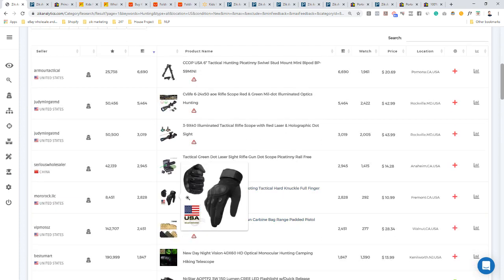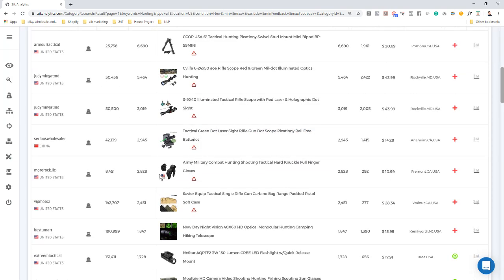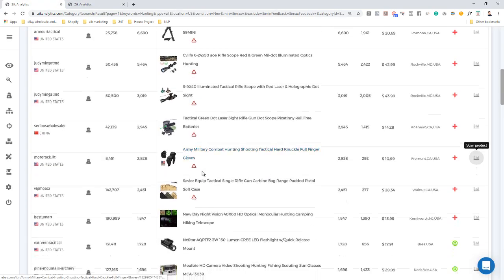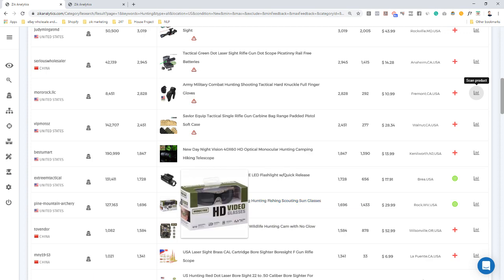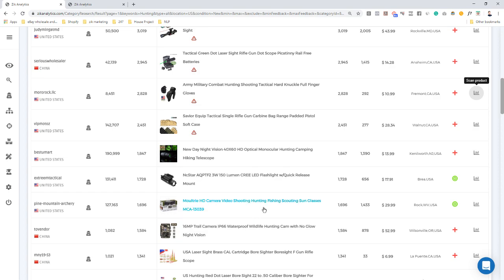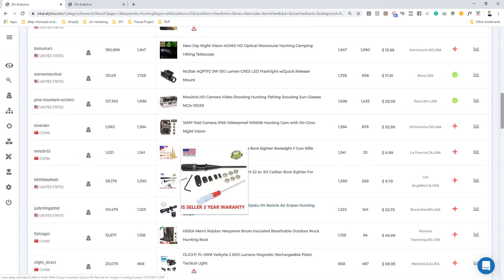The gloves definitely. Tactical gloves can be an interesting product, so let's just fix it like this. If I think this product is a product I want to research, I'll hit the scan product. It will move automatically to the product research. This one, for example, is a multi HD camera video shooting, like a sunglasses camera. You can walk with it. You will need to research to understand the features, what it delivers, because it's a kind of complicated product. So what is this? A laser.